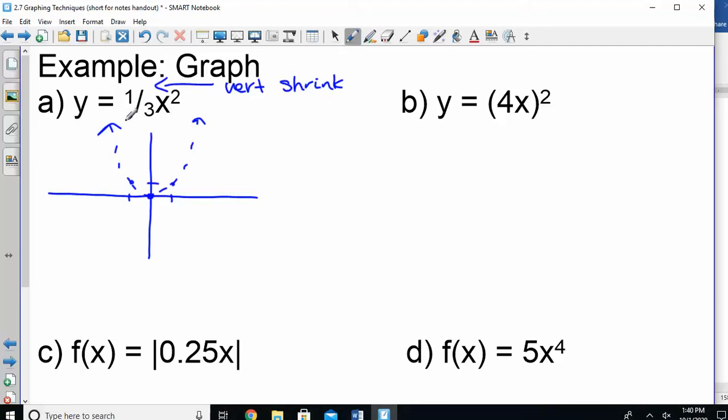So outside does what you think. You just take your y's times the third. So 0 times the third is still 0. 1 times 1/3 is 1/3. 1 times 1/3 is 1/3. So a vertical shrink makes it get shorter and fatter. B. Same parent function.